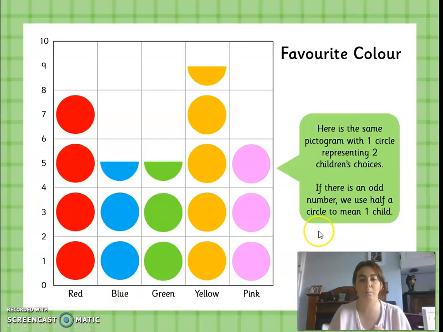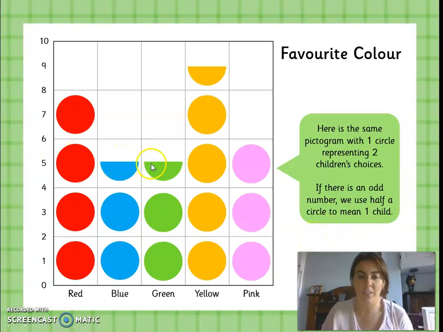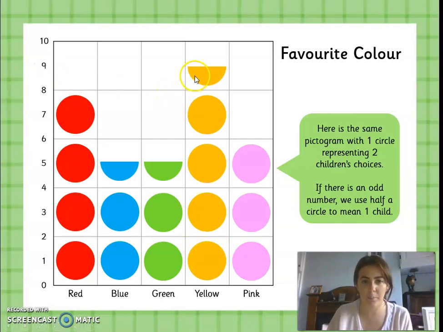So 5 children like blue, 5 children like the green. Again, you'll have to work out the yellow, so you can do it as you can see the number, or you can count up in twos: 2, 4, 6, 8, plus 1 is 9. So 9 children like yellow, and very good, 6 children like pink. So again, which color is the most popular color? Well done, it's yellow. And which colors have the same amount of children? Perfect, it's green and blue. Well done. So make sure you're answering questions or asking questions as you're going along for pictograms.